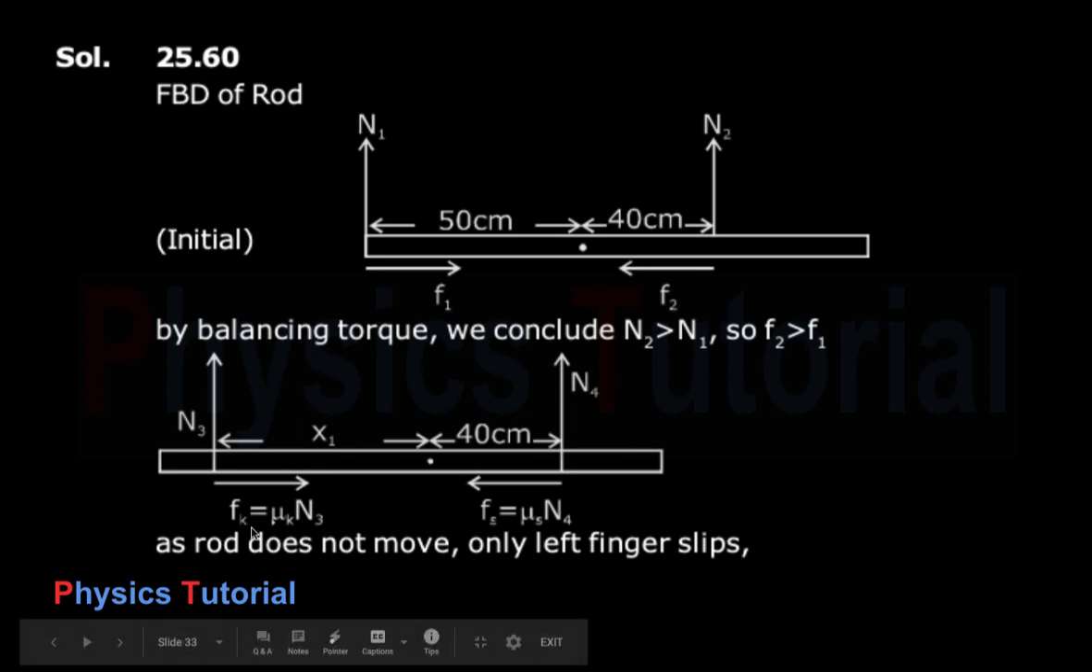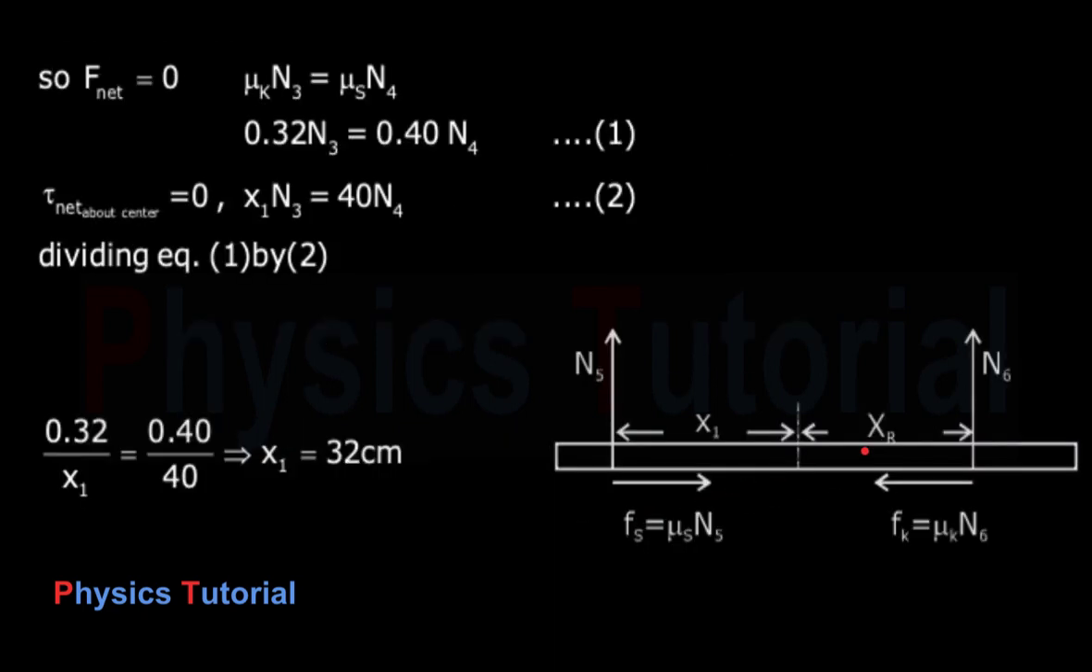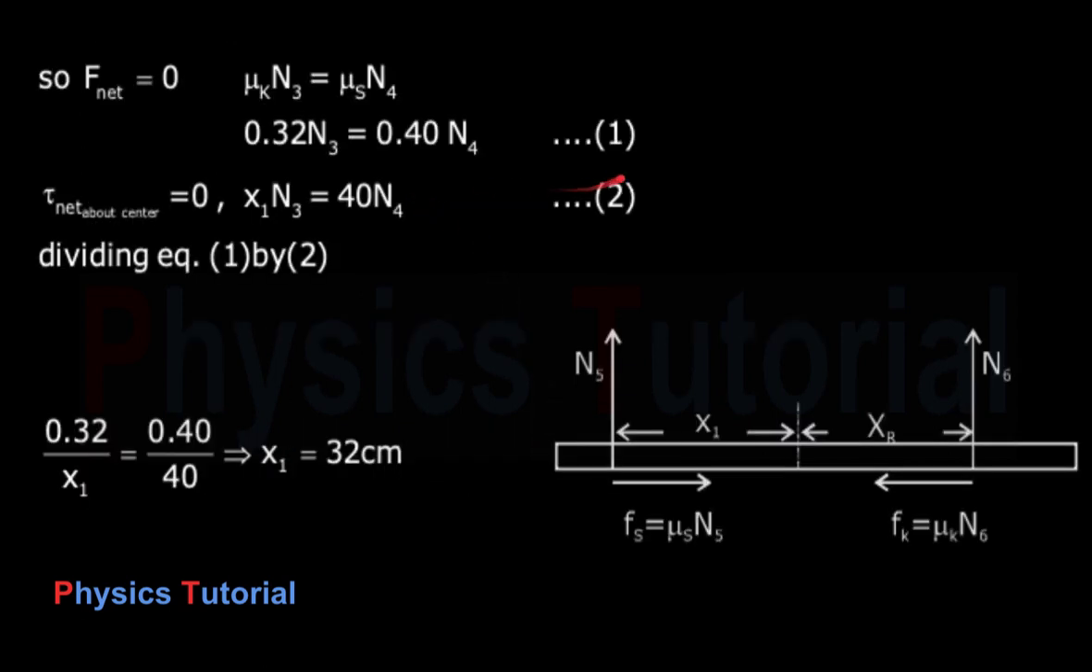As the rod does not move, and only the left finger slips as per the problem, net external force F net is equal to 0. So for translational consideration, the friction forces are mu s into N and mu k into N. So mu k N3 and mu s N4 in the previous case. These forces counter each other, so we make them equal, equation number 1.